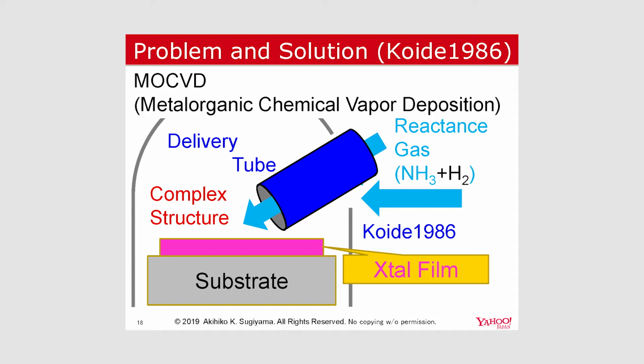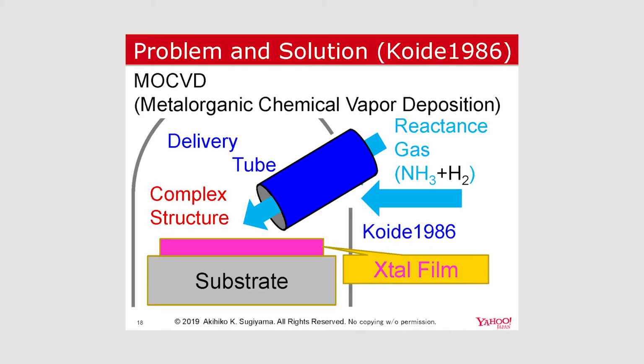However, what happens here is that this gas does not go straight down to the substrate. Actually, instead, it does not touch the substrate. It is not delivered to the surface of the substrate. So this is the problem. Now, there was another guy, not Professor Nakamura, Professor Koide. He presented a paper in 1986.